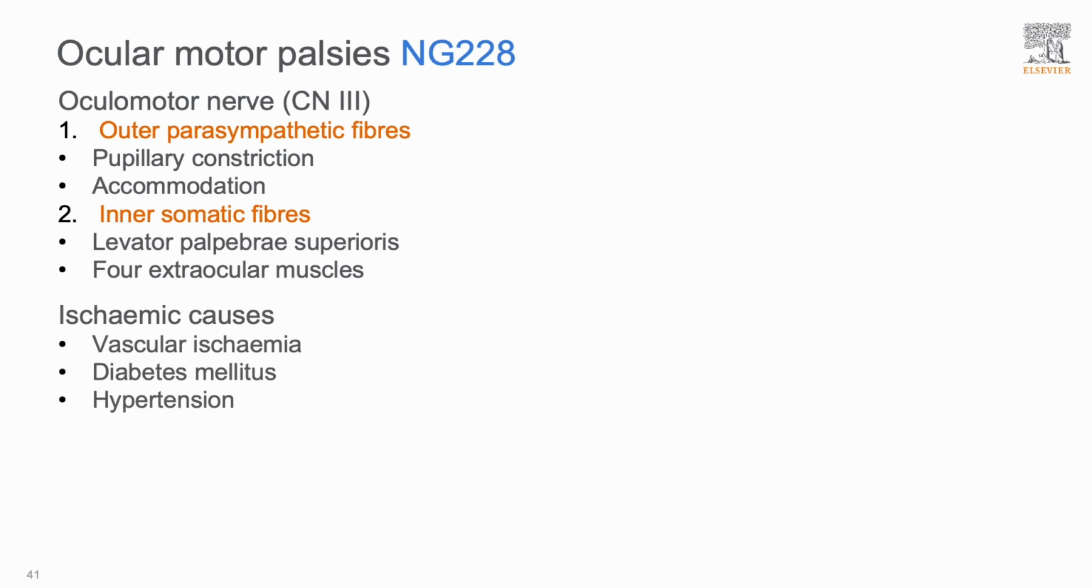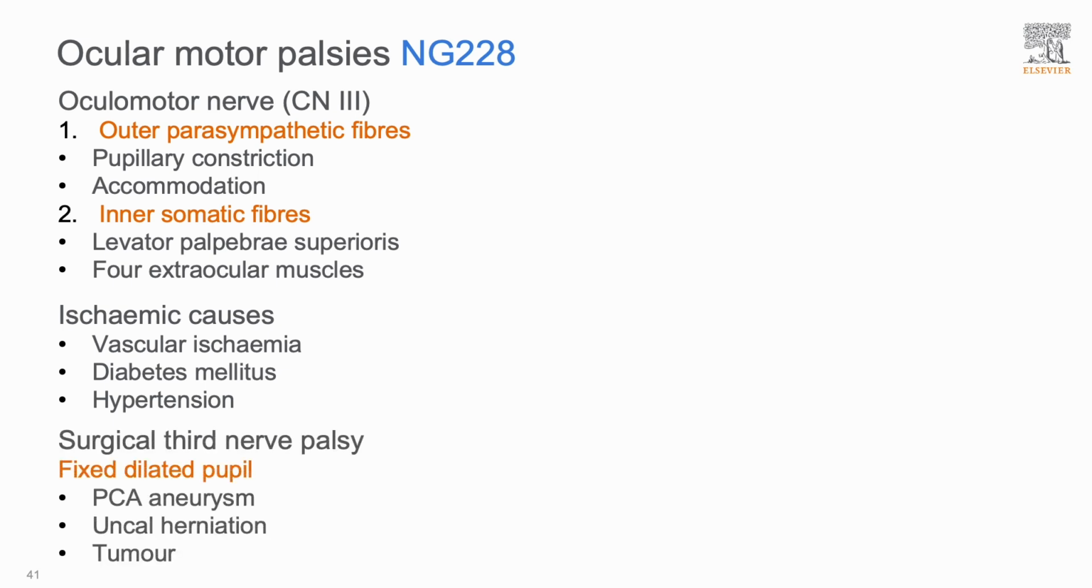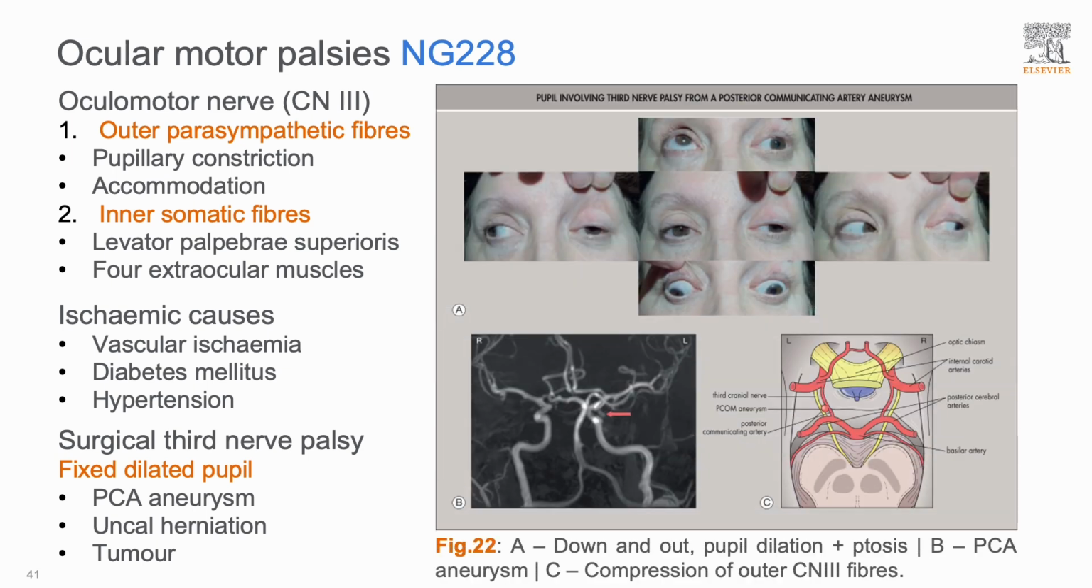Common causes of cranial third nerve palsy include vascular ischemia, particularly in individuals with diabetes mellitus and hypertension, as well as trauma, intracranial neoplasms, hemorrhage, and congenital defects. A surgical third nerve palsy occurs when external compressive lesions, such as an aneurysm, uncal herniation, or tumour affects the superficial pupillomotor fibres, which control pupillary constriction. Aneurysms of the posterior communicating artery, as shown in figure 22, present with pain and a fixed dilated pupil.